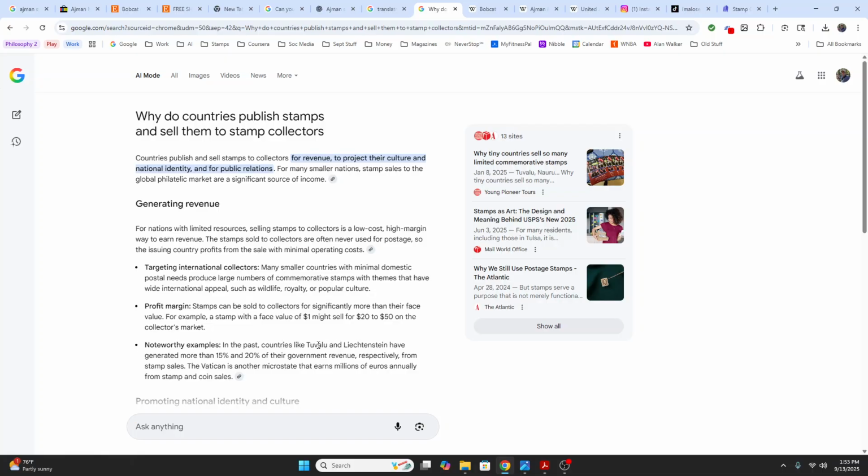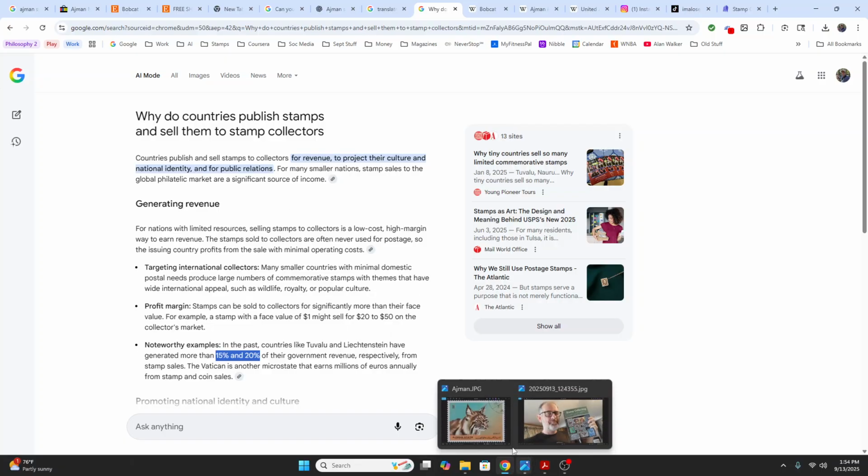In the past, countries like Tuvalu and Liechtenstein have generated more than 15 to 20% of their government revenue from stamp sales. That sounds crazy, but this is a thing. This is a money-making business. So countries will hire companies to do artwork and create the stamps, print them very low cost, and then distribute them around the world for people to collect, like you and me.